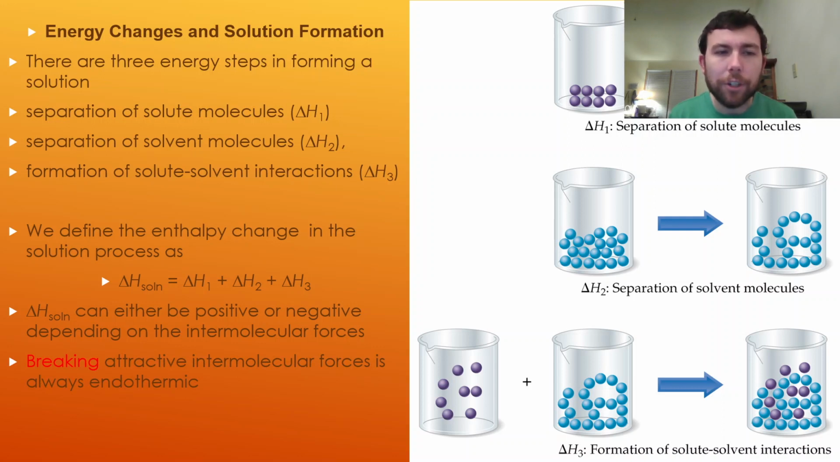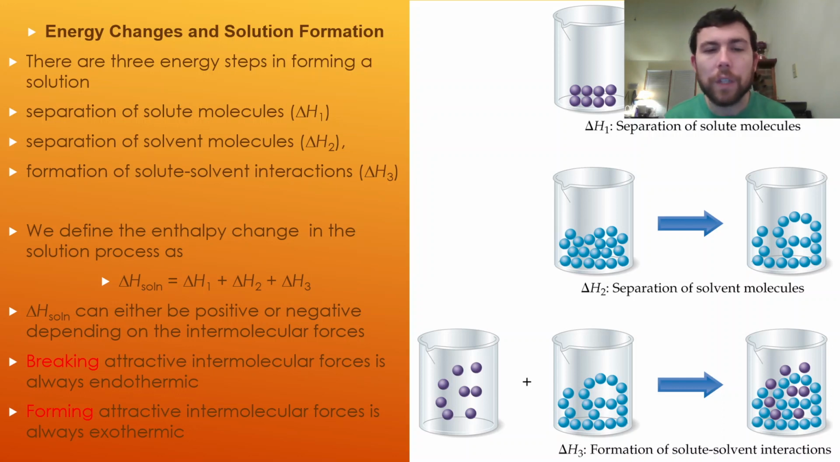And as I mentioned earlier, breaking attractive intermolecular forces is always endothermic, so that's delta H1 and delta H2. And then forming attractive intermolecular forces is always exothermic. So delta H3 will always be exothermic. It'll always have a negative value associated with it. Okay.